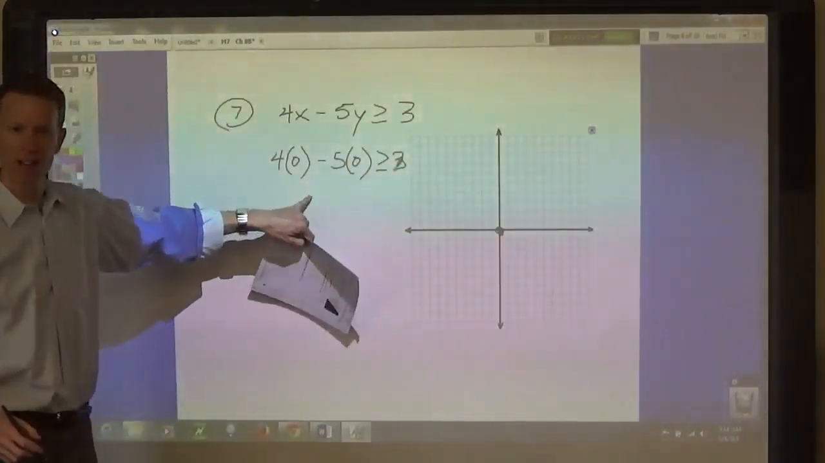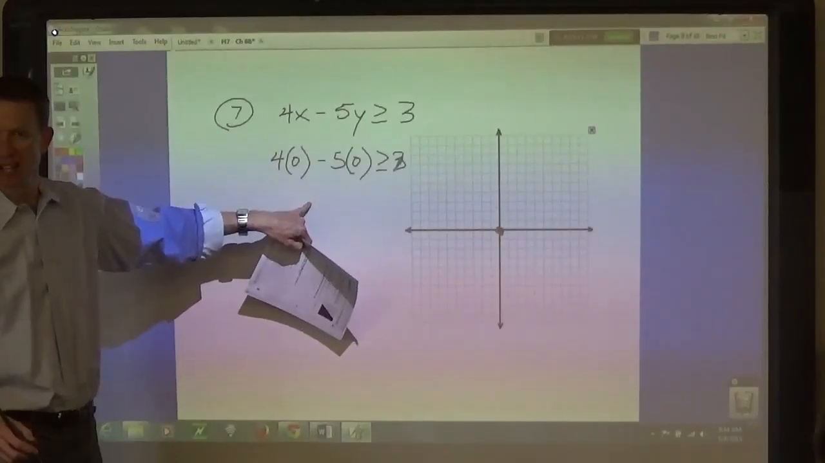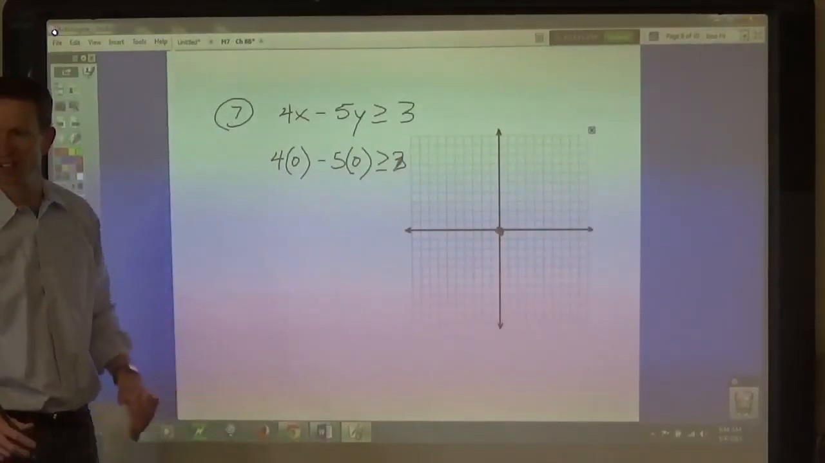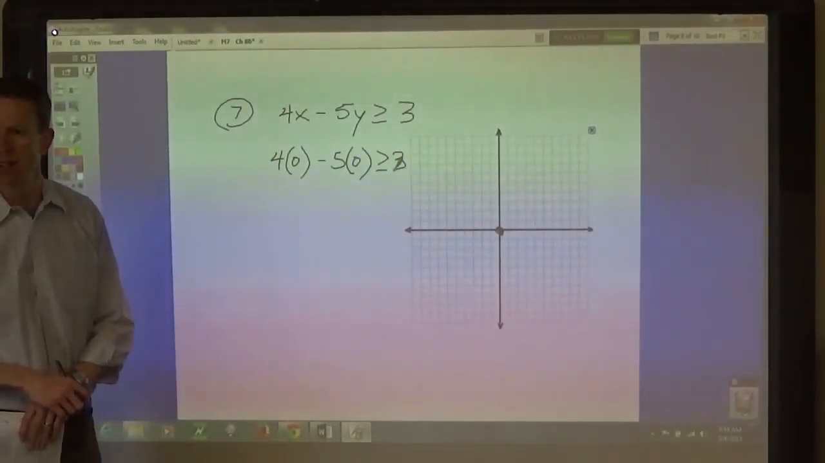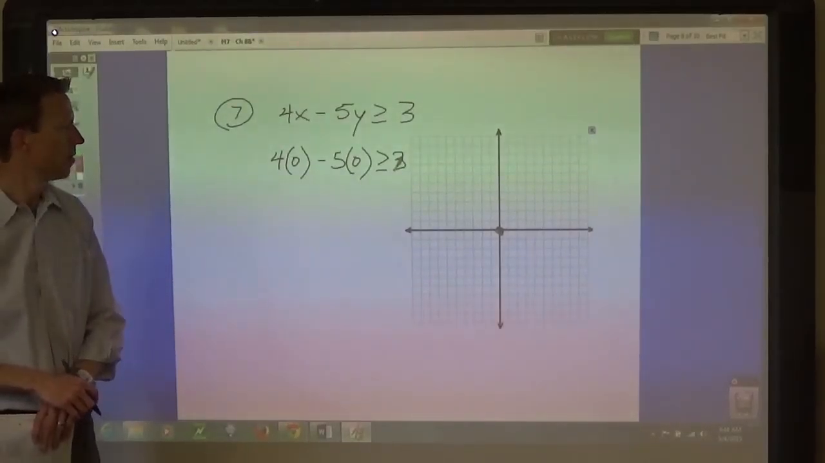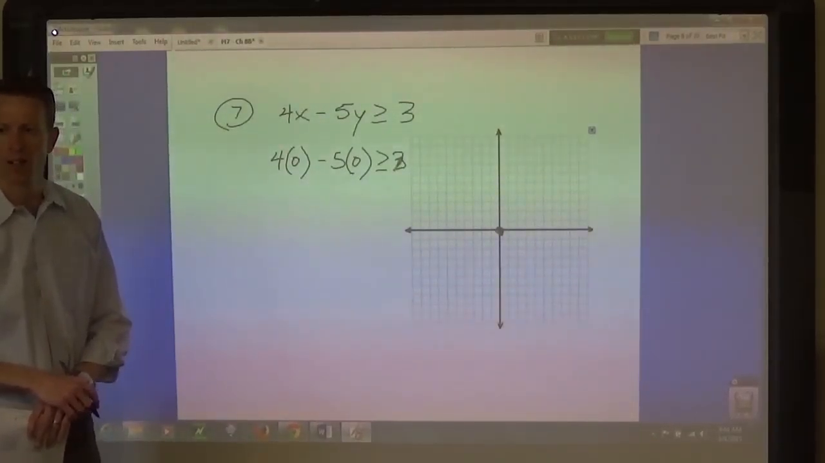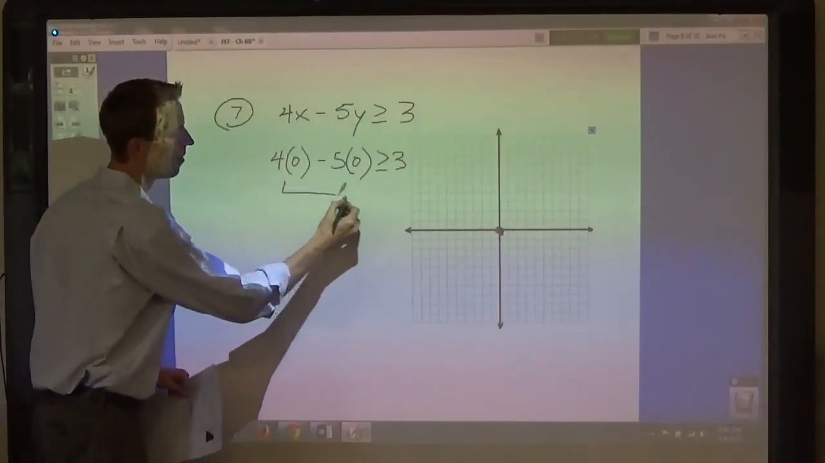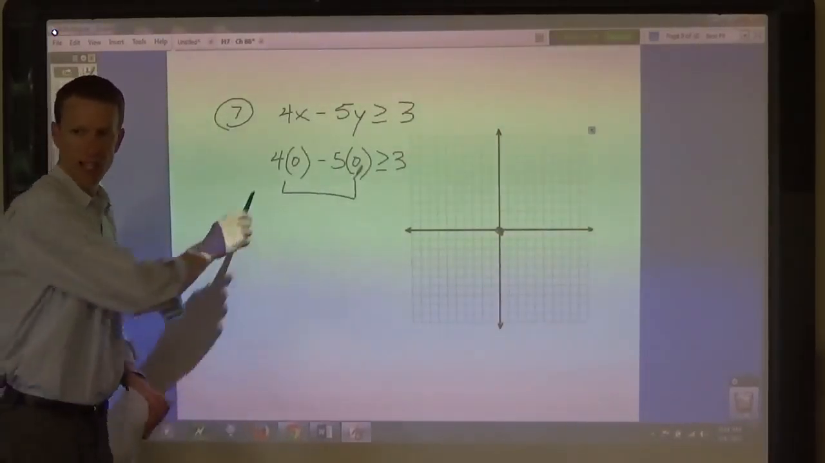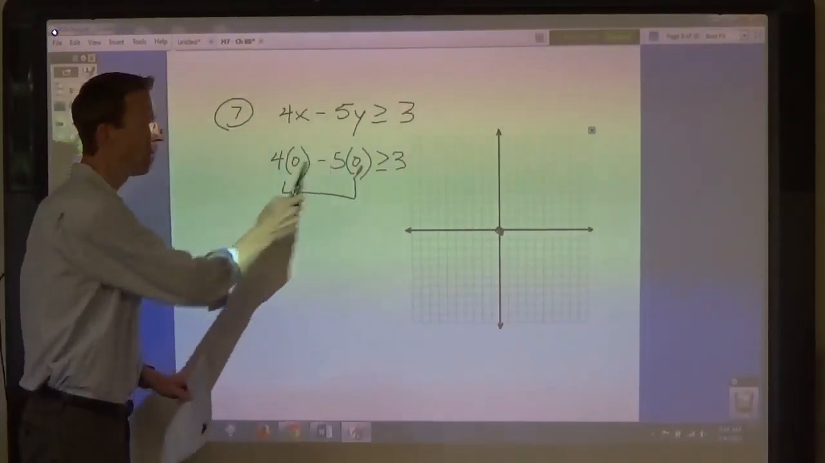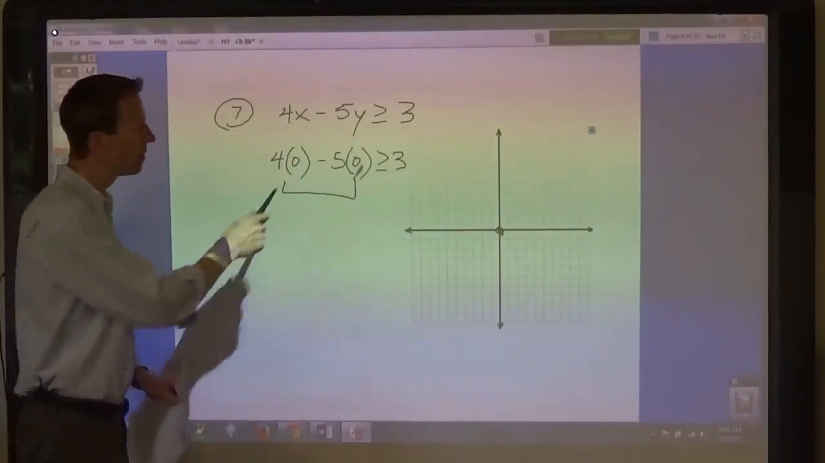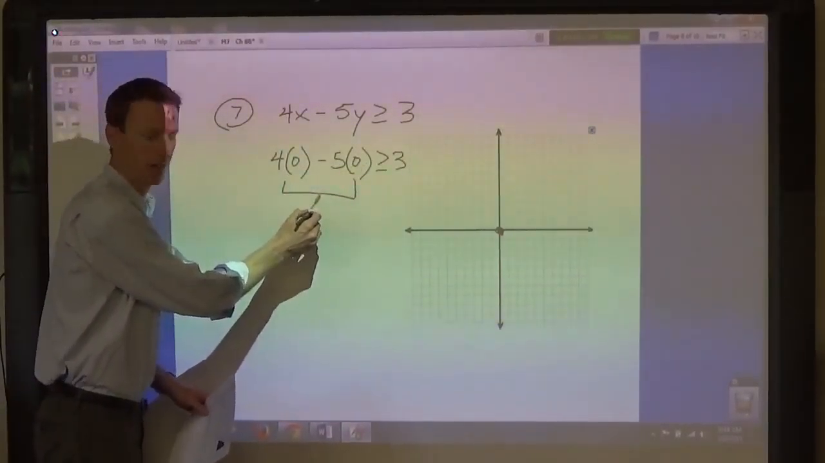So when we simplify this, this says, what, Noah? It says 4 minus 5. When we simplify this, 4 times 0 is 0, and 5 times 0 is 0. So when we simplify this side, we get 0.